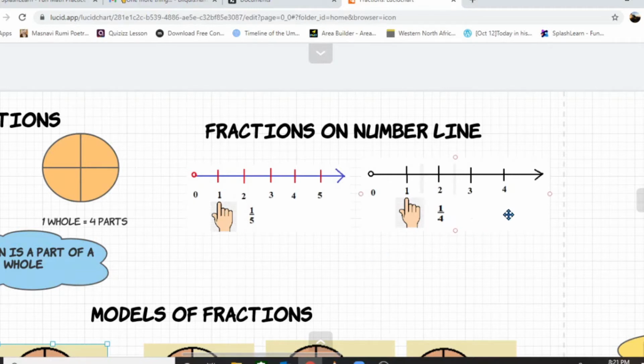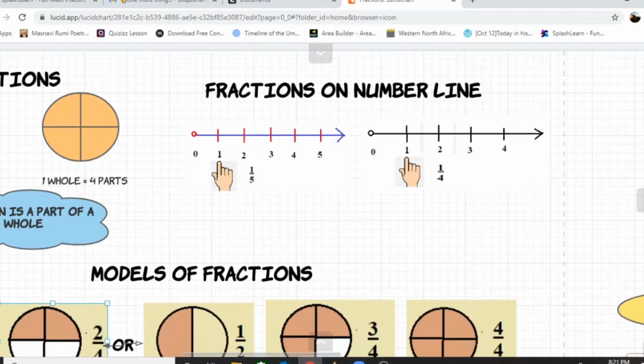This is another number line, and this number line is divided into 4 equal parts, and the pointer is at 1. So 1 will be written on the top and 4 will be written at the bottom, and we will say that the pointer represents the fraction 1 divided by 4 or 1 upon 4, where 1 is a part of 4 equal parts.